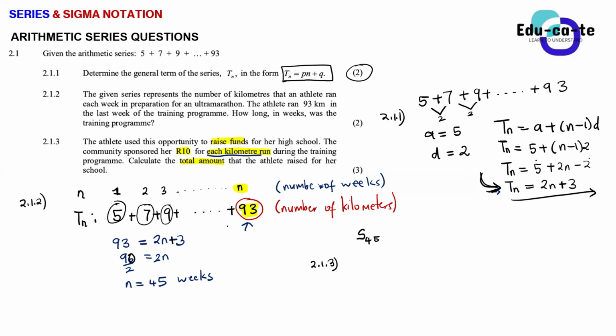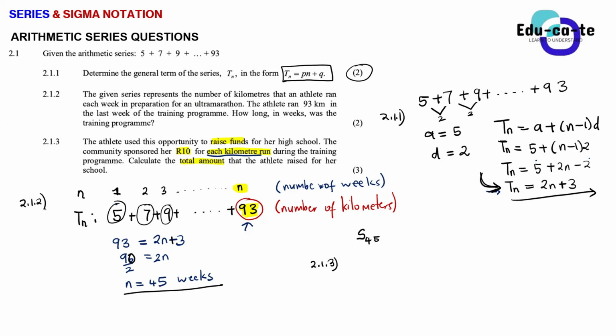Guys, never make a misinterpretation. This 93 kilometers is not the total number of kilometers that she ran. It is the number of kilometers that she ran in the last week. So when we add up all the kilometers that she ran from week 1 until the last week, which we solved here, which is 45 weeks, how many kilometers are they? We need to first find that number of kilometers, so that you can find out, since each kilometer gets 10 rand, what is the total amount that you'll be able to raise.